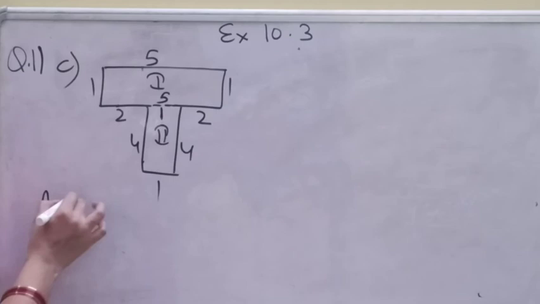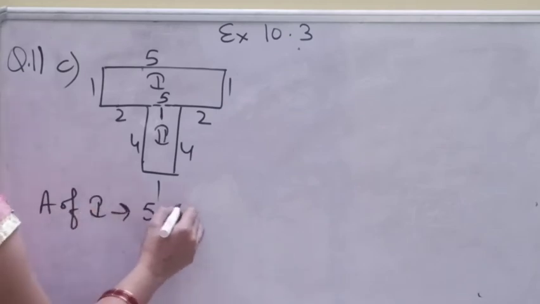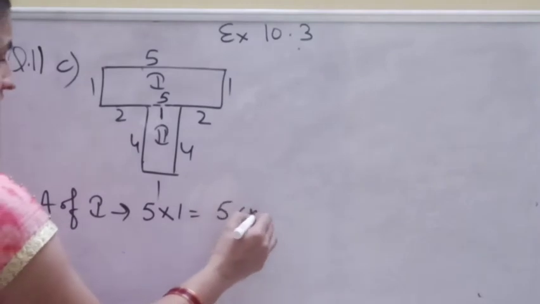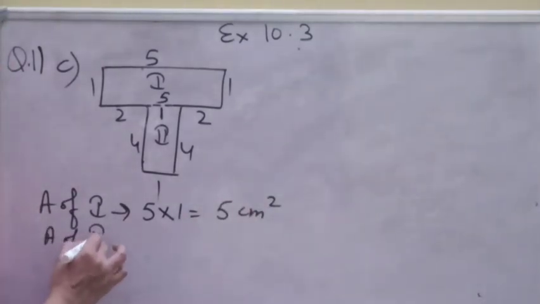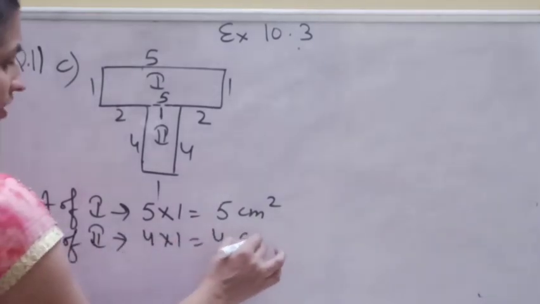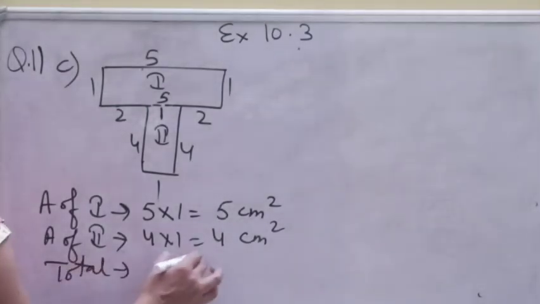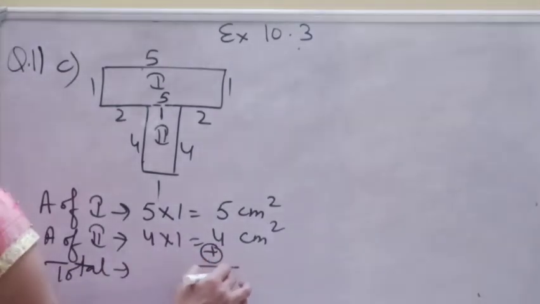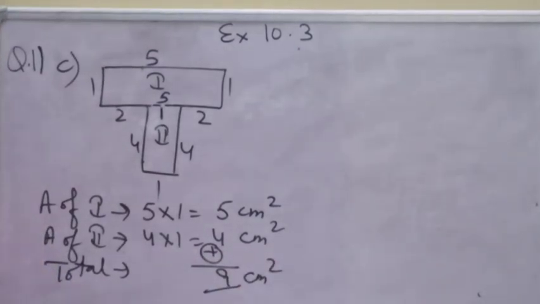So area of first rectangle, length into breadth, that is 5 centimeter square. Area of second rectangle, that is 4 into 1, 4 centimeter square. Total area we have to find. So for total we add 5 plus 4 is 9 centimeter square. So this way you can find areas.